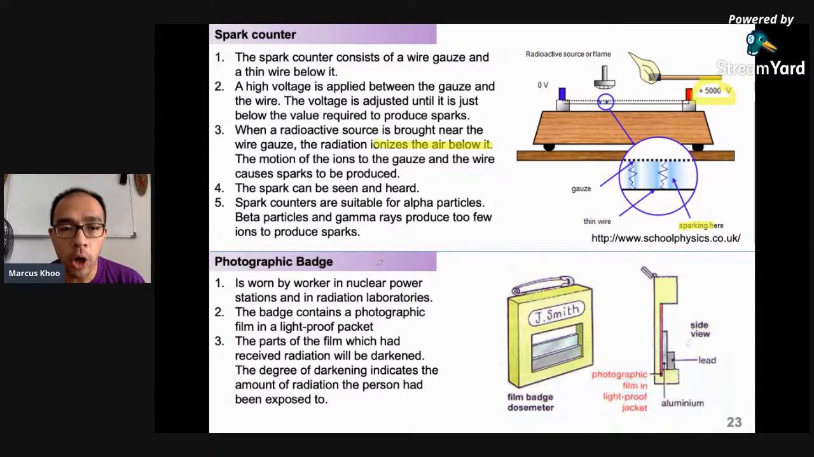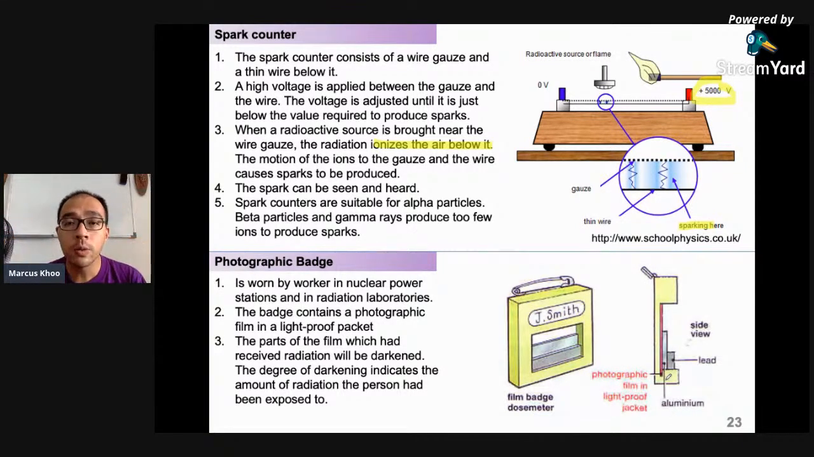Now the most common detector, and probably the cheapest, is called the photographic badge. Anybody who works in a nuclear facility has to wear a badge that looks like this. They work in nuclear power stations and in radiation laboratories. The badge contains a photographic film in a light-proof packet. So there's a film over here. This red colored piece is a piece of photographic film, the same thing as the old films that we have.